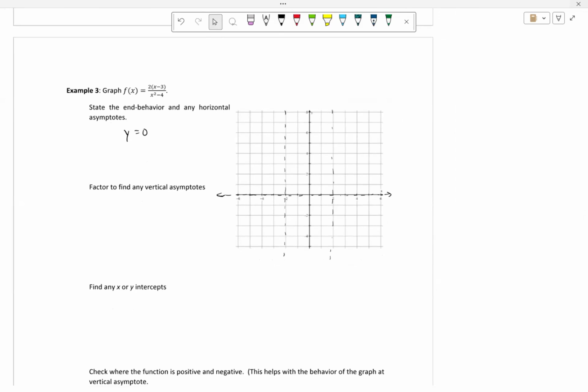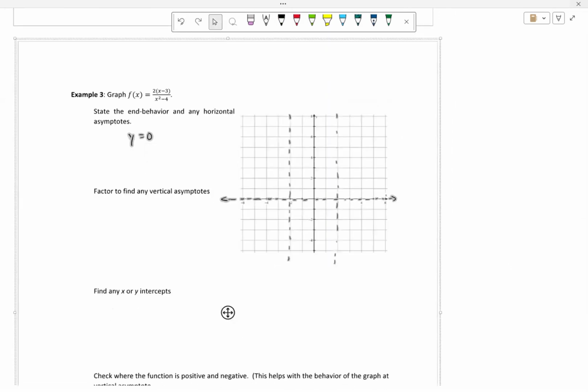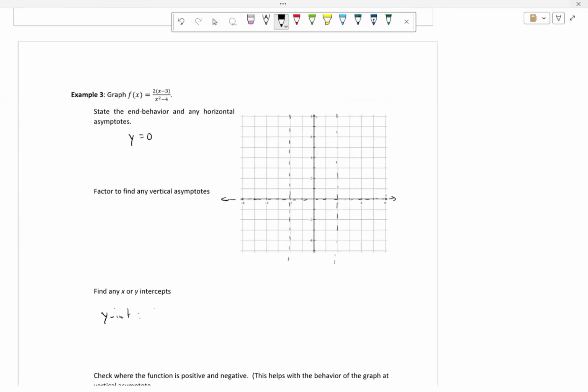The easier one, as always, is the y-intercept. Do you see what the y-intercept is? Be careful. Is it 3 over 2? That's correct. -6 over -4, which is 3 over 2. So the y-intercept is (0, 3/2), so we have something right here.